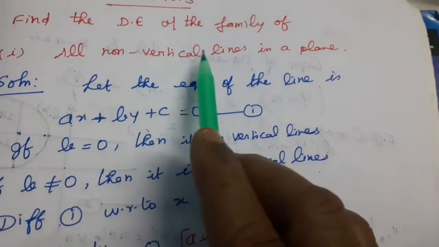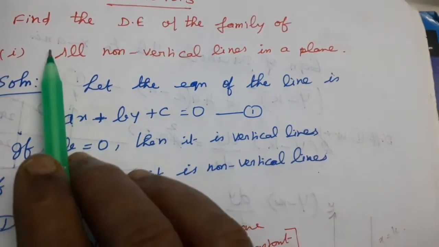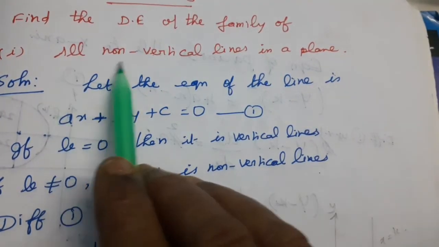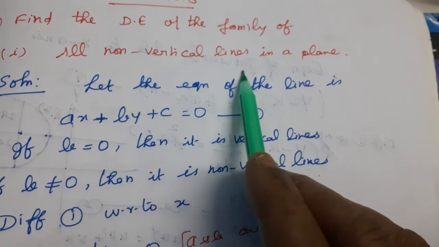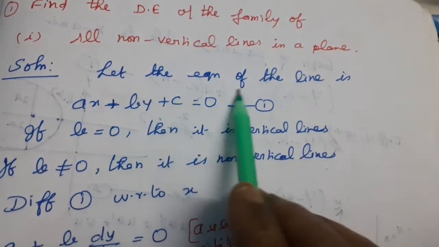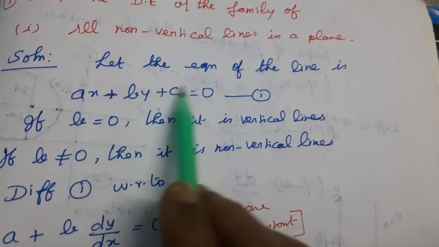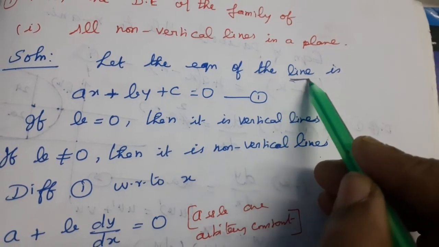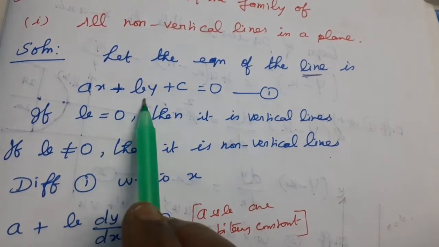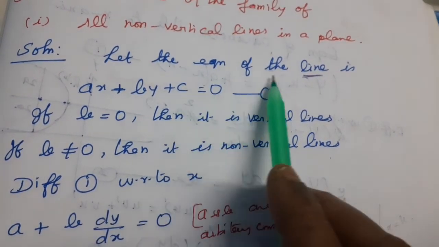Now listen, find the differential equation of the family of all non-vertical lines in a plane. What is the equation of the plane? Sorry, not plane, line. The equation of the line is ax plus by plus c equals 0. What is the equation of the line?